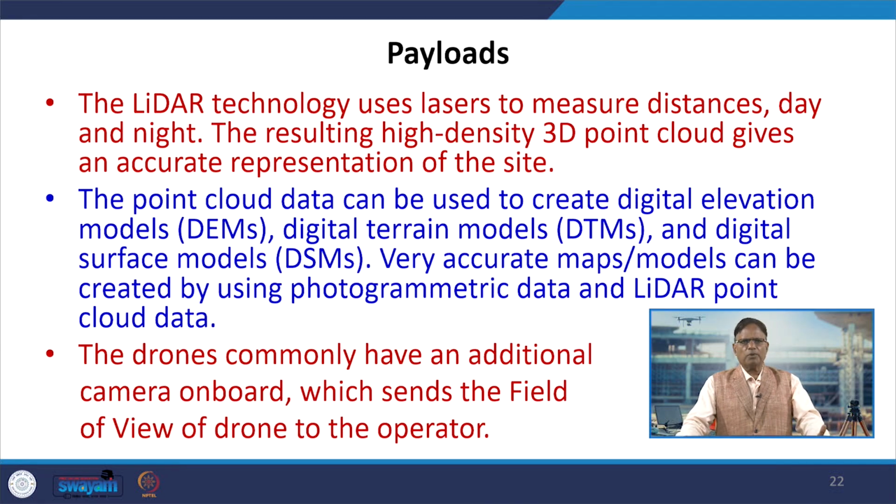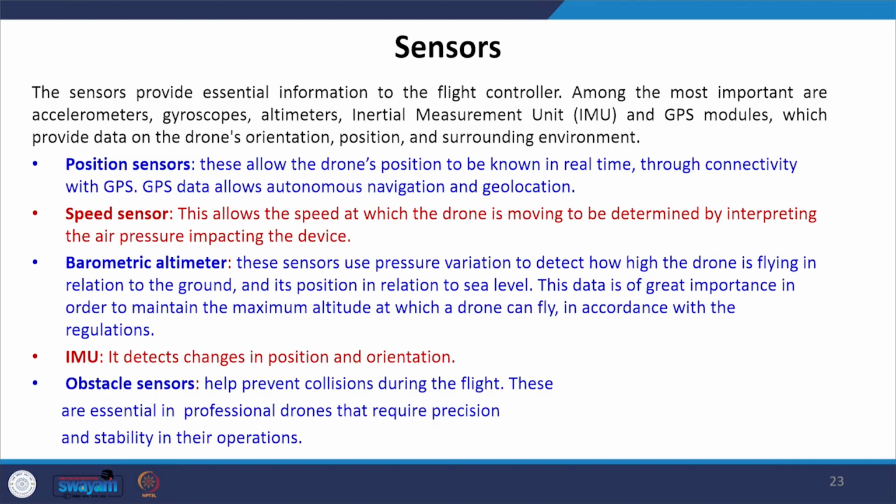So, drones commonly have an additional camera, in addition to what I just explained, which will send the field of view to the operator. So, there is one more camera in the front of the drone. There are several other sensors also which are essential to the flight controller. Among the most important here are accelerometers, gyroscopes, altimeters, the inertial measuring unit, which is known as IMU, and GPS modules.